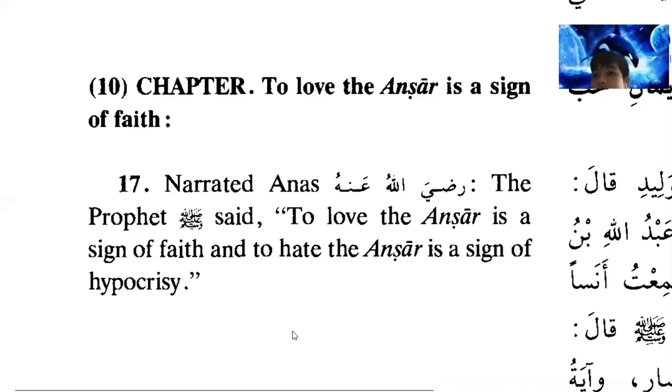Chapter 10: To love the Ansar is a sign of faith. Narrated Anas, may Allah be pleased with him, the Prophet Muhammad said, to love the Ansar is a sign of faith and to hate the Ansar is a sign of hypocrisy. Do you know who the Ansar are? When the Prophet migrated to Medina, those citizens of Medina who embraced Islam are known as Ansar. Okay, they are the Ansar people.